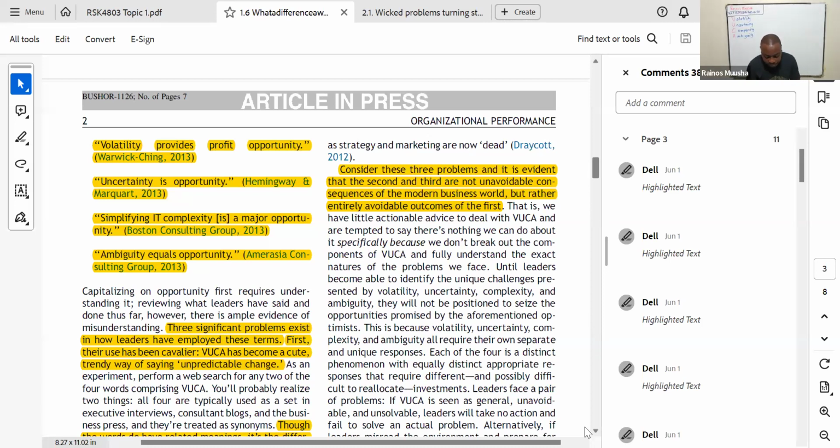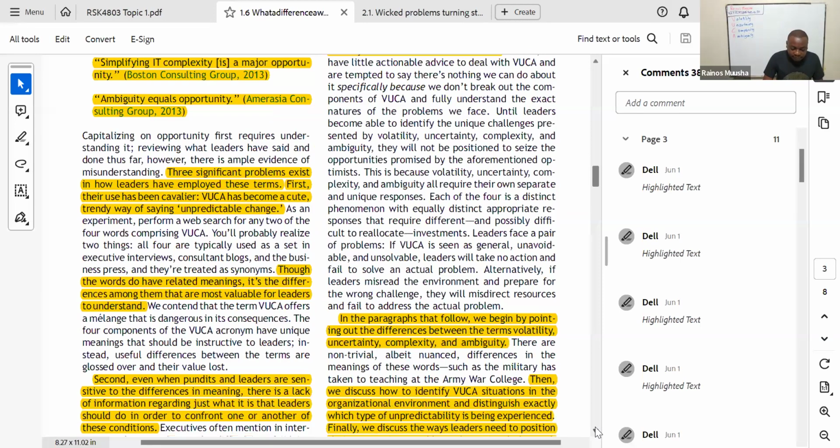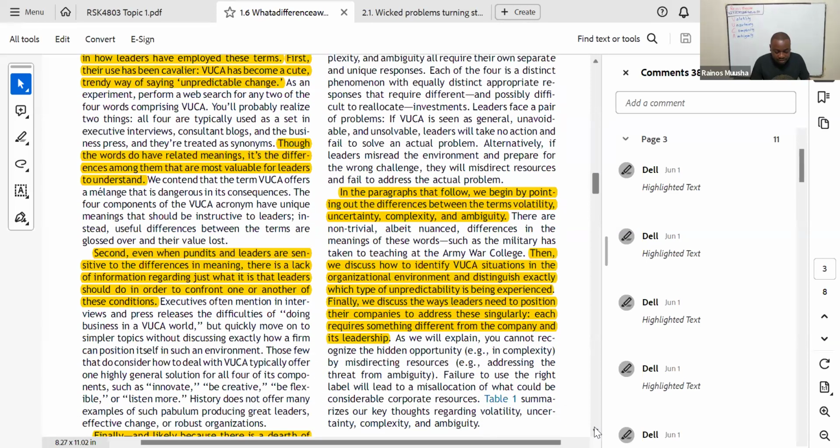On the next paragraph, they say, three significant problems exist in how leaders have employed these terms. First, their use has become cavalier, where VUCA has become a cute, trendy way of saying unpredictable change. Though the words do have related meanings, it's the differences among them that are most valuable for leaders to understand. Second, even when pundits and leaders are sensitive to the differences in meaning, there is a lack of information regarding just what leaders should do in order to confront one or another of these conditions.